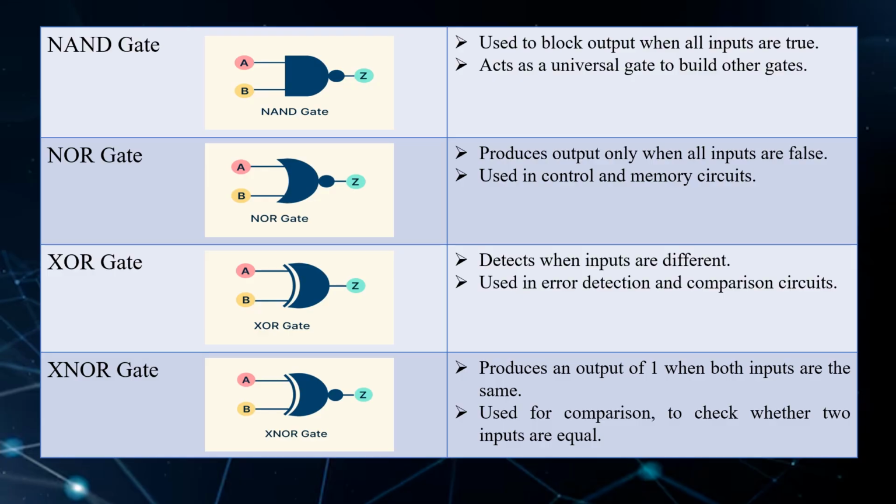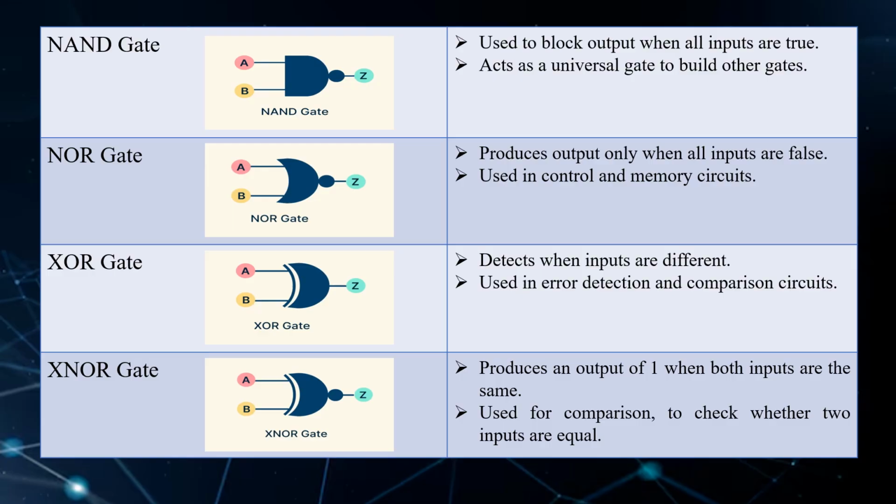NAND gate, used to block output when all inputs are true, and it acts as a universal gate to build other gates. NOR gate, produces output only when all inputs are true. It is used in control and memory circuits.